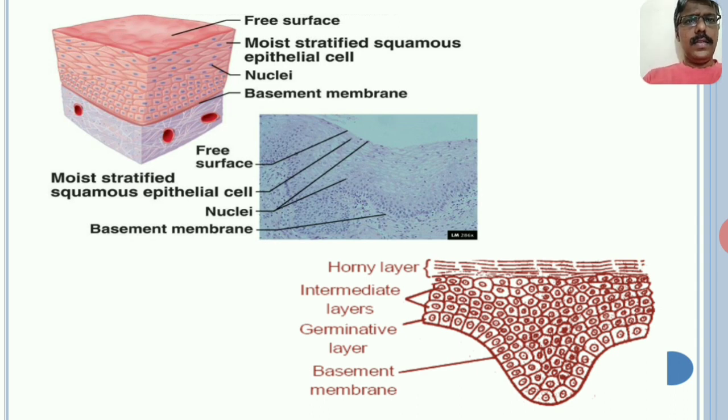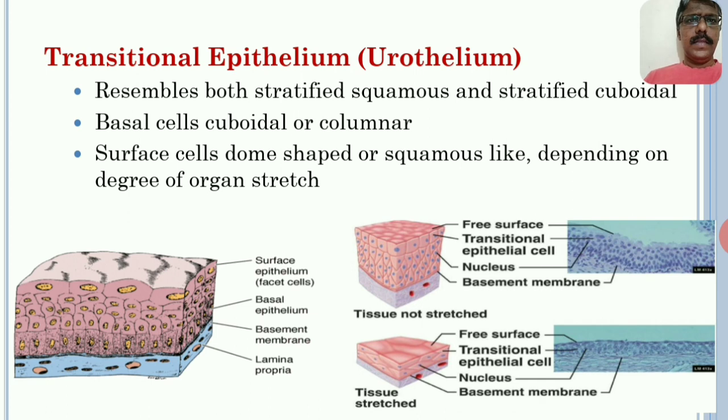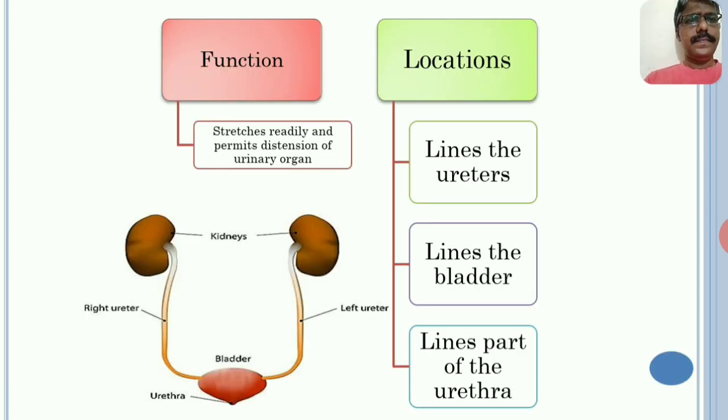of the tissue. Then, transitional epithelium, also termed urothelium. It resembles both stratified squamous and stratified cuboidal epithelium. Basal cells are cuboidal or columnar. Surface cells are dome-shaped or squamous-like, depending on the degree of organ stretch. You can see the structure of the cells and tissues.